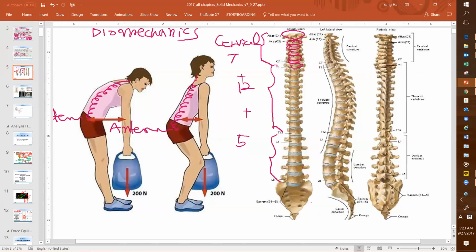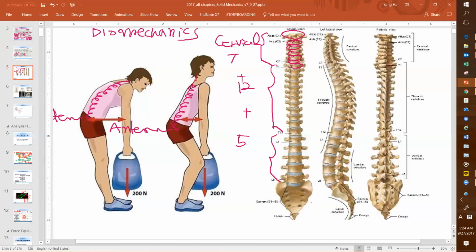Okay, and each cervical one we call C1, 2, 3, 4, 5, 6, 7, and thoracic we call T1, 2, 3, 4, 5, up to 12. And then lumbar is called L1, 2, 3, 4, 5.